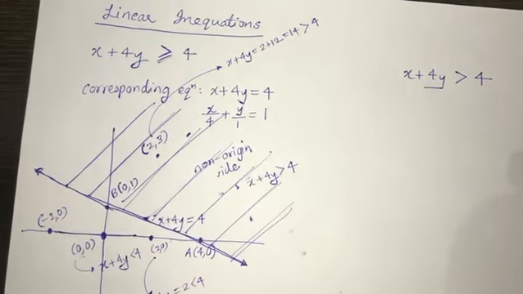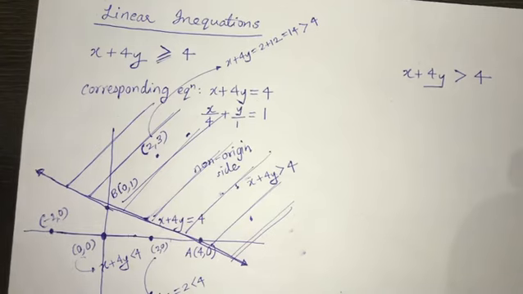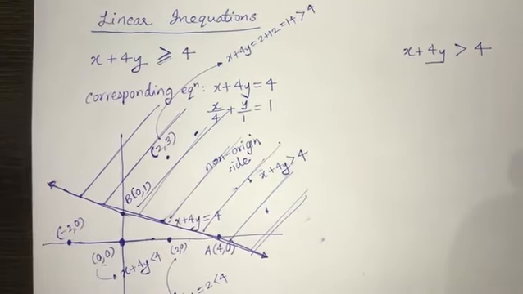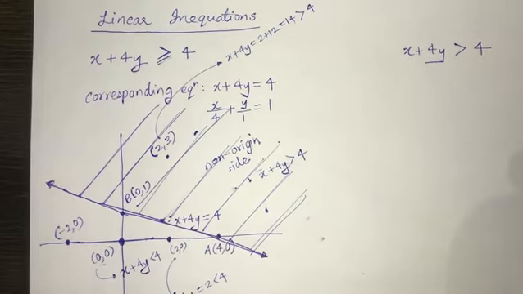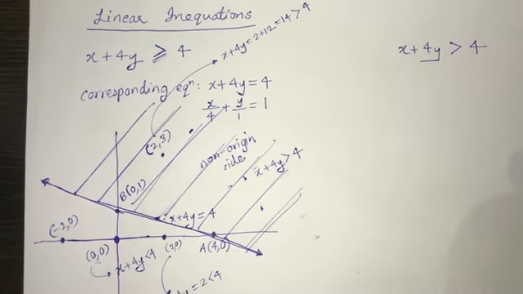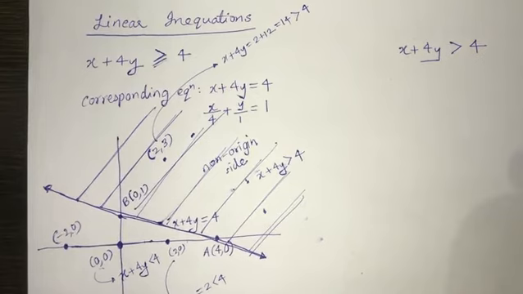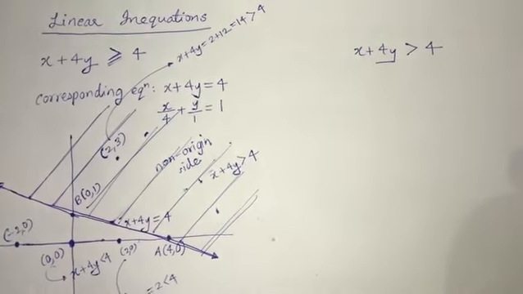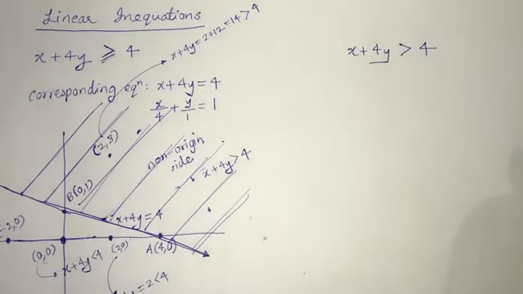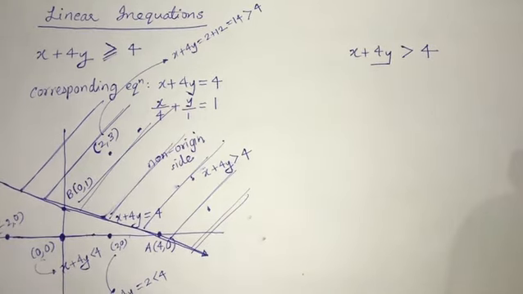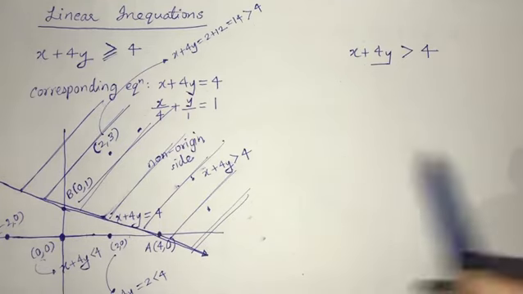So now you have understood that the solution of a linear inequation will always be a half plane. Let us take an example of x plus 4y less than 4 now. Greater than 4, so it's the same.